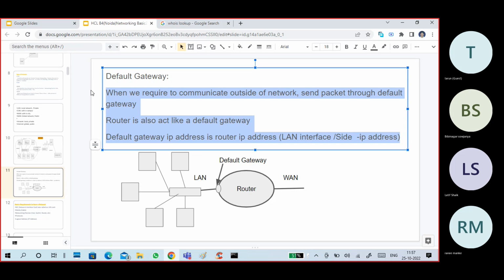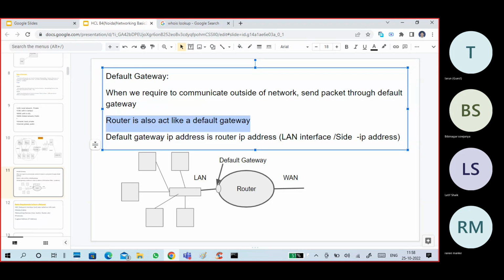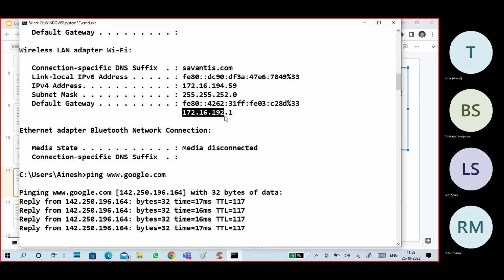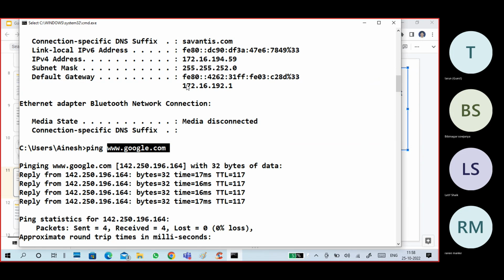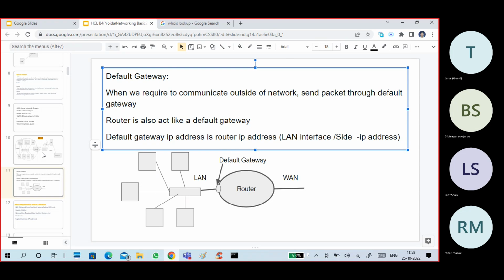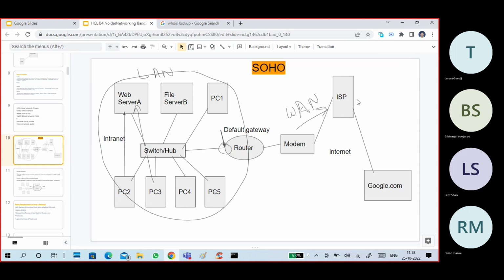In most cases, your router acts like a default gateway. So the default gateway IP address is nothing but your router IP address. Can you see here? This is my default gateway IP address. When I'm trying to communicate to google.com, my first request goes to this address only. Then it will forward to outside.